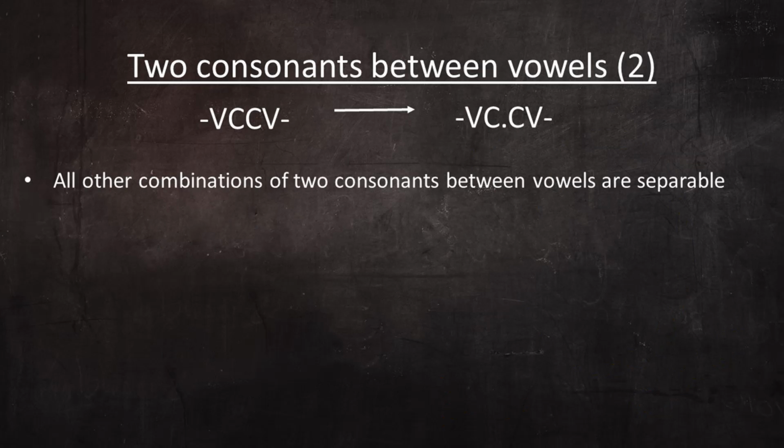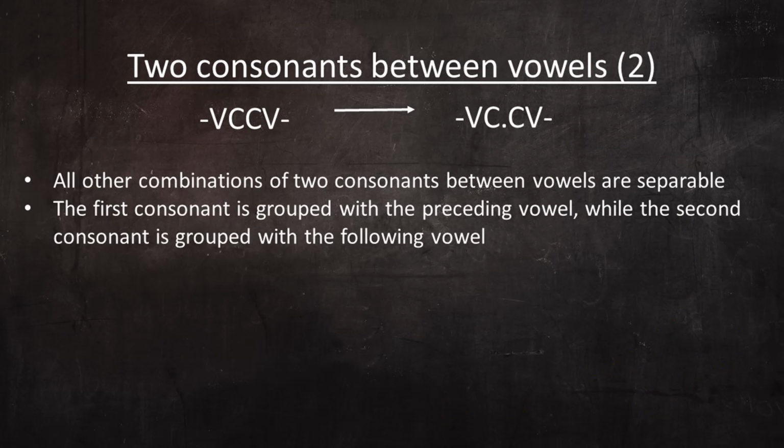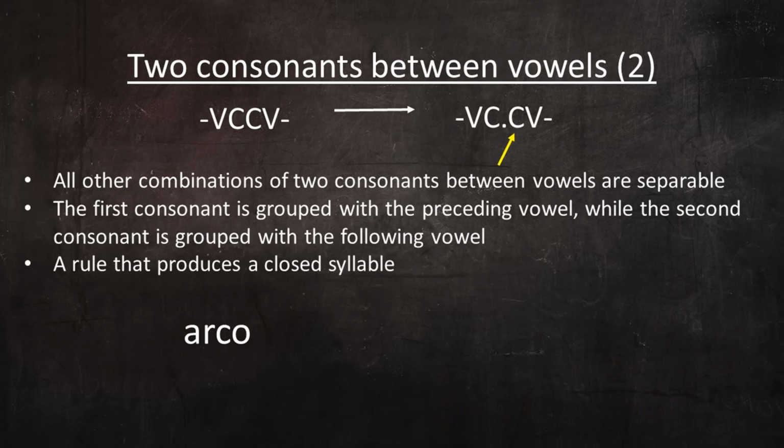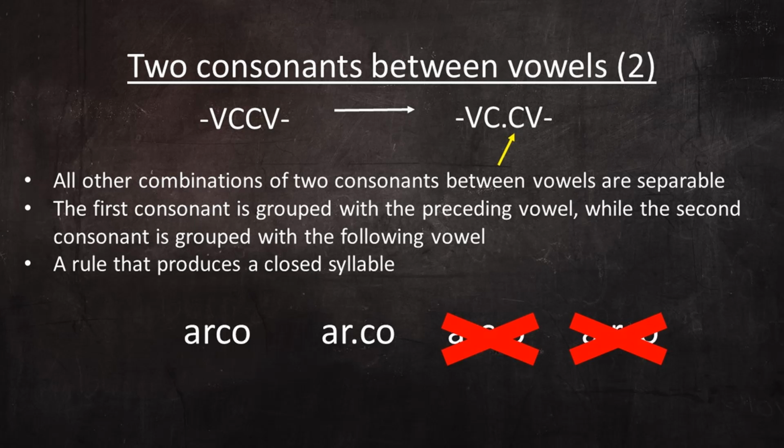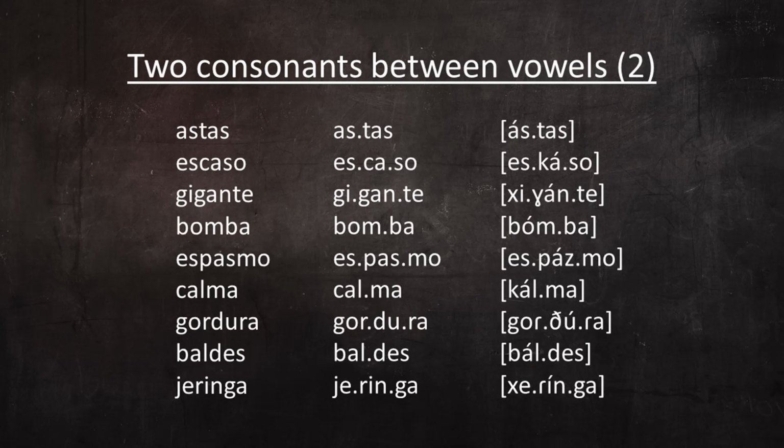All other combinations of 2 consonants between vowels are separable, and the first consonant is grouped with a preceding vowel, while the second consonant is grouped with a following vowel. And for the first time, we see a rule that produces a closed syllable. So, for example, the word arco is divided up into the syllables ar-co, rather than arc-o, or a-rco. Pause the video and observe these other examples.